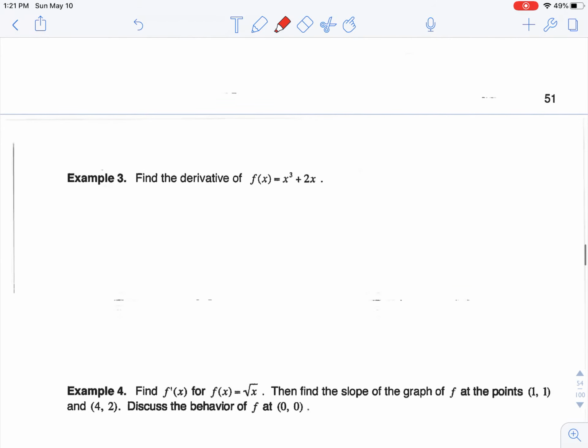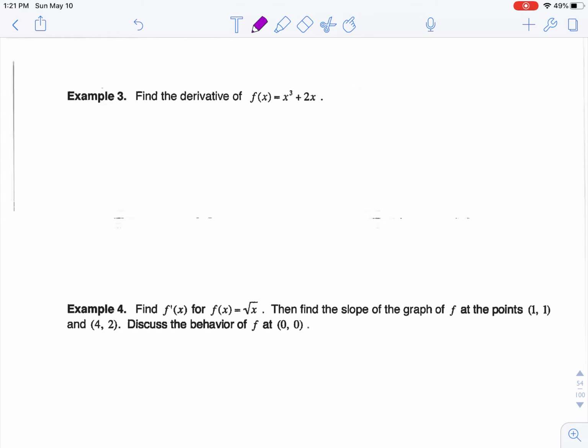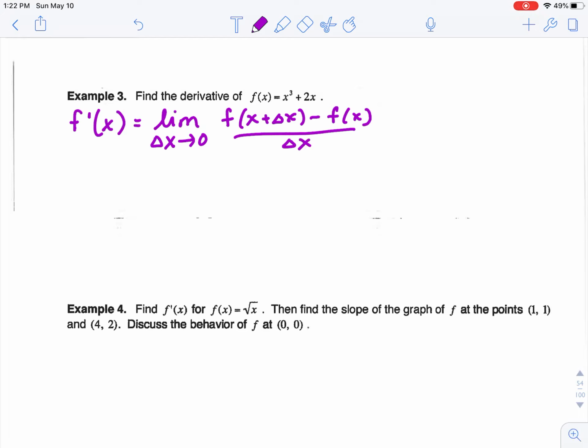Okay, let's try some, because now it's like, what just happened? All right, so let's put it into practice. Find the derivative of f of x equals x cubed plus 3x. Okay, so I'm going to write f prime, because that's the derivative, equals the limit, and I'll use the original definition. We won't use the alternate. As delta x approaches 0, I'm just going to write it out first: f of x plus delta x minus f of x all over delta x. You're going to get this memorized just because you're going to do it so many times.